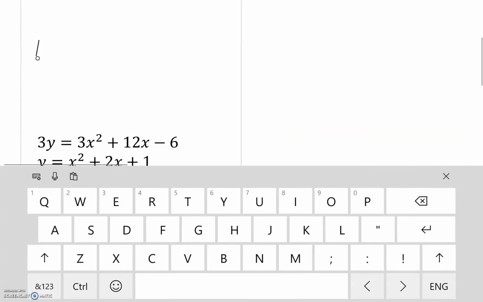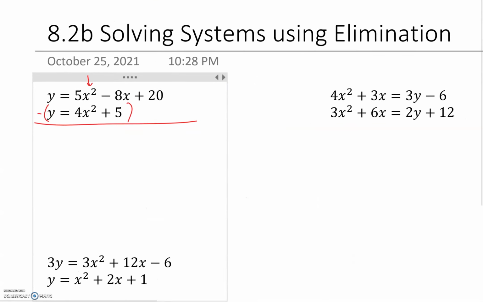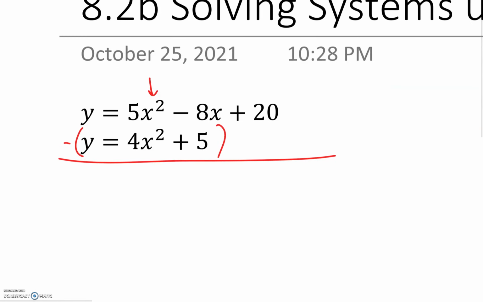So y minus y is 0, and then 5 minus 4x squared is 1x squared. Negative 8x needs to stay where it is because there is no x term in the bottom one. And then we have 20 minus 5, and so we have 15.